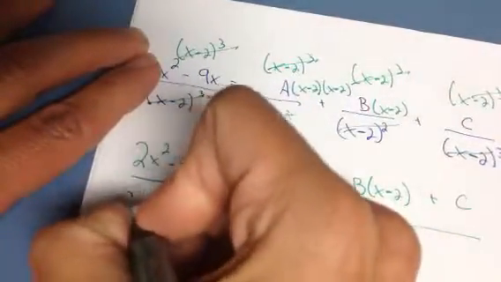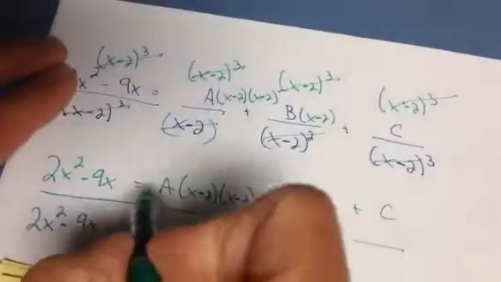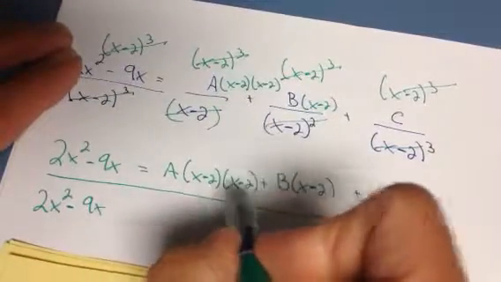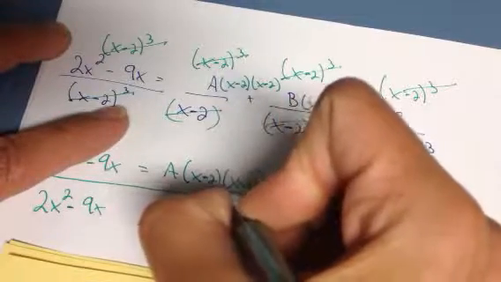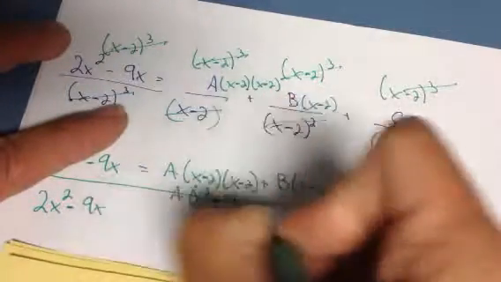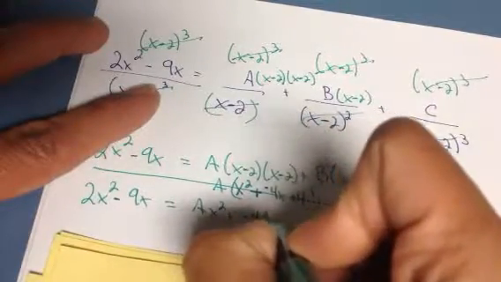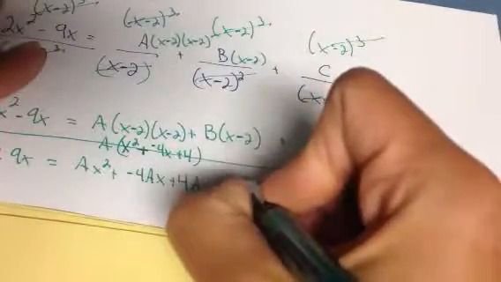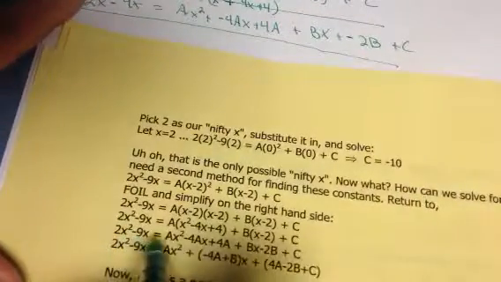So on the left side, she leaves it as 2x squared minus 9x. I'm explaining what she does here. First, she FOILs this, and she gets x squared plus -4x plus 4. And then the a multiplies into all of that, and so she gets ax squared plus -4ax plus 4a. And then she distributes the b in, and she gets bx plus negative 2b. And then she has the c. So what I'm showing you right here is what she has right here.